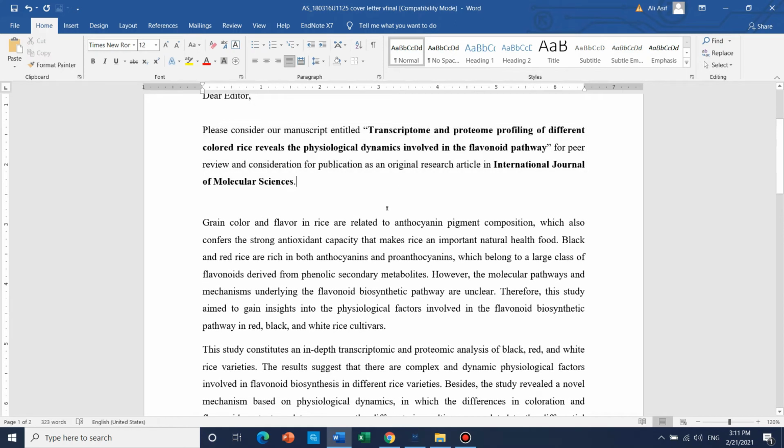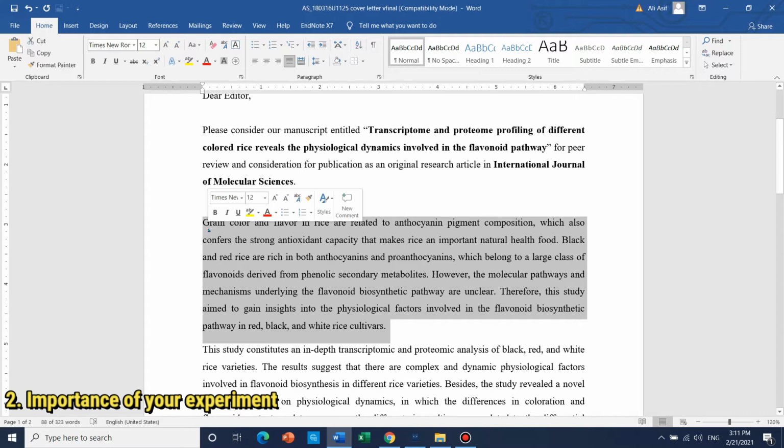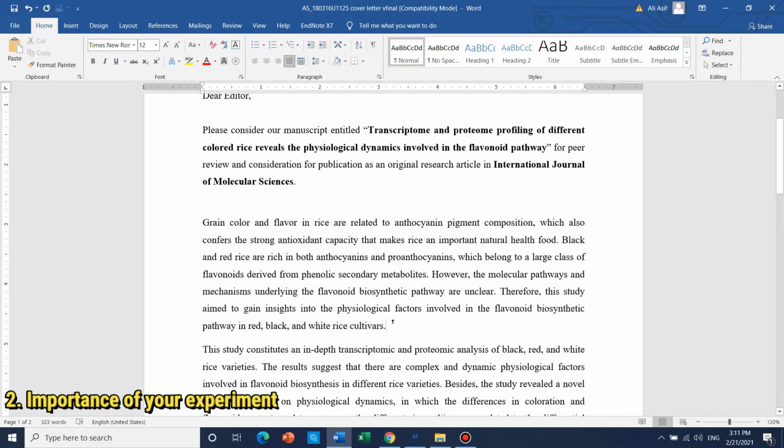The second part is where we give a little information about the importance of your study: why your study is important, why you think this study is useful for scientists, and why you carried out this experiment. You just need to write about 4 to 5 lines about the importance of your study.